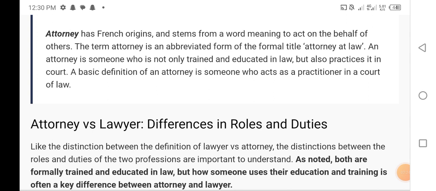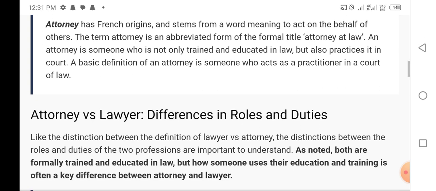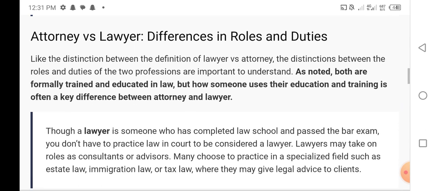Attorney has French origins and stems from a word meaning to act on behalf of others. The term attorney is an abbreviated form of the formal title attorney at law. An attorney is someone who is not only trained and educated in law but also practices it in a court. A basic definition of an attorney is someone who acts as a practitioner in a court of law.